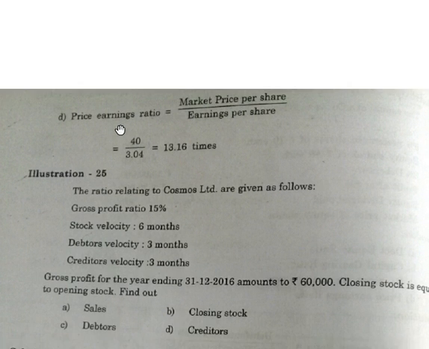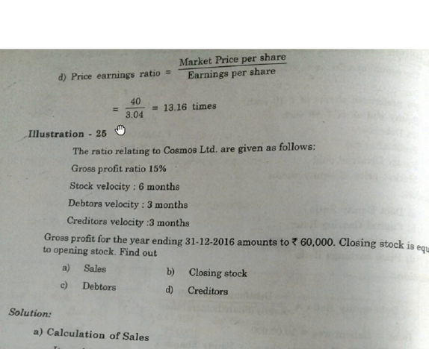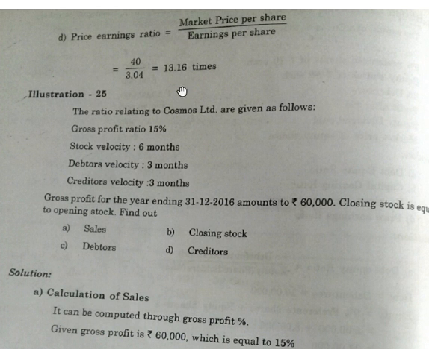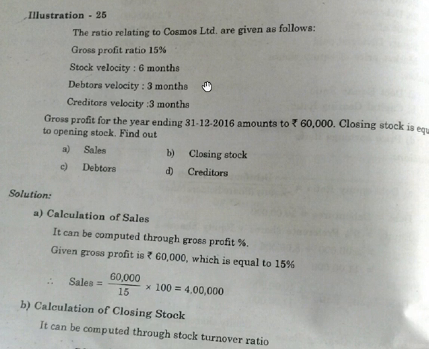3.04. So price earning ratio is market price per share divided by earnings per share, which is equal to 40 divided by 3.04, which is our EPS, which we found out. So it is 13.16 times.